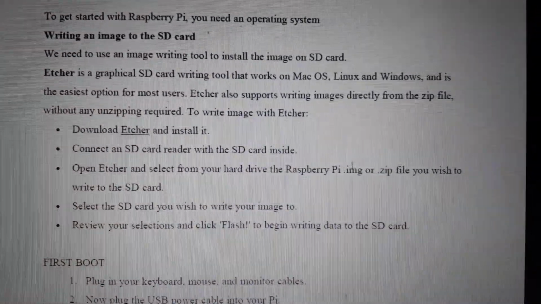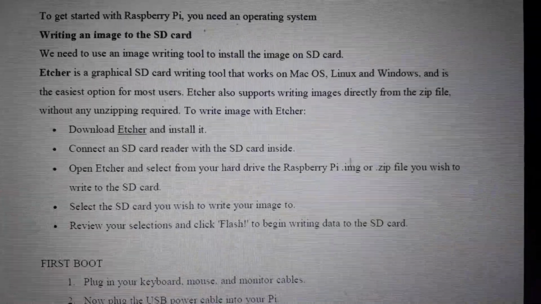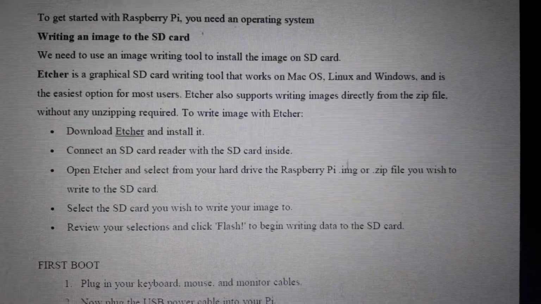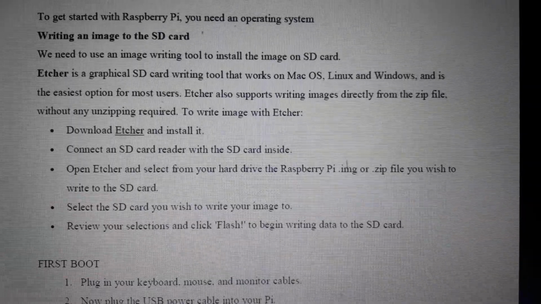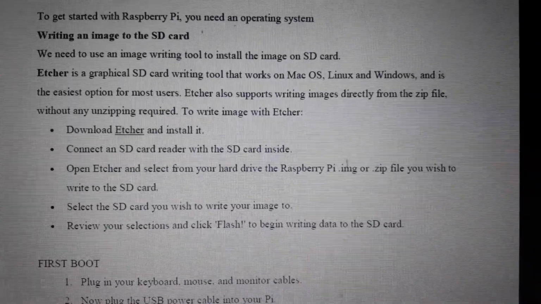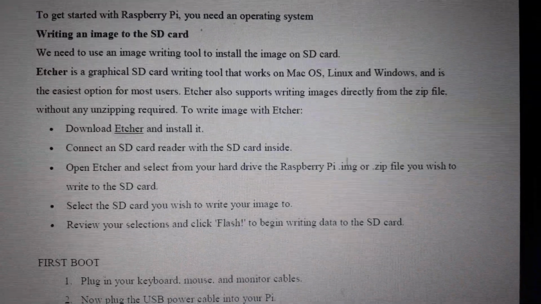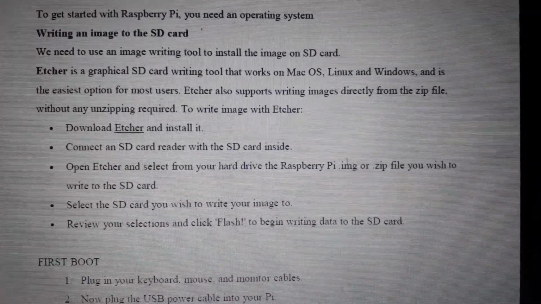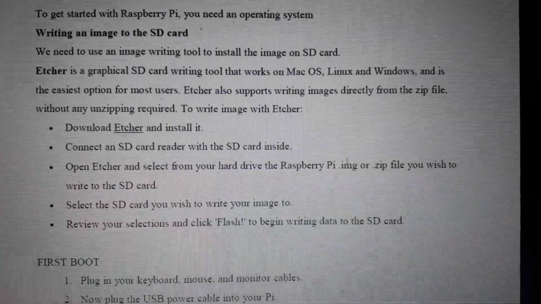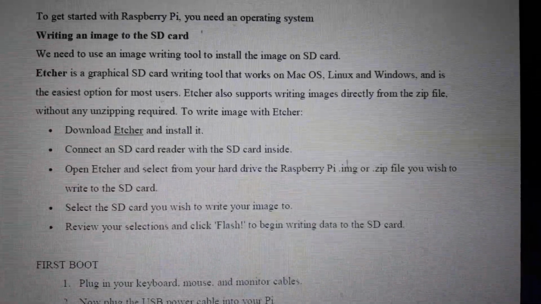So to get started with the Raspberry Pi, you need an operating system. So how can you write the operating system to the SD card? We need to use an image writing tool to install the image on the SD card. Etcher is a graphical SD card writing tool that works on Mac OS, Linux and Windows and is the easiest option for most users.